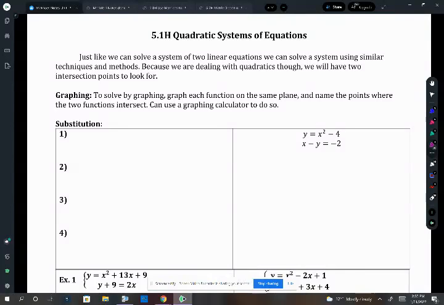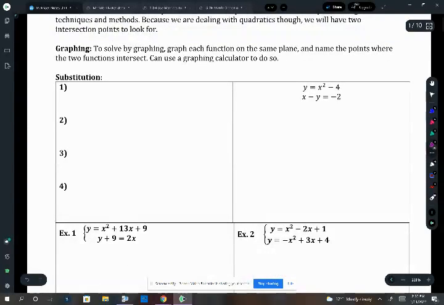So 5.1 is solving systems of equations, and we'll either have two quadratics or a quadratic and a linear function. When I'm solving a system by substitution, I want to look for an equation that's solved for either x or y. So we're either going to find or solve an equation for x or y.